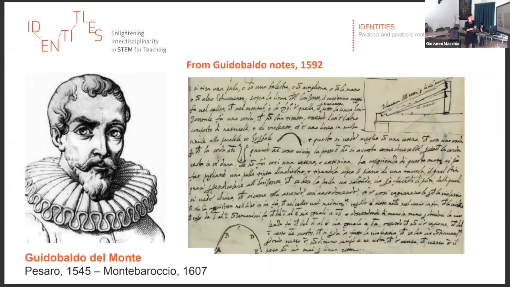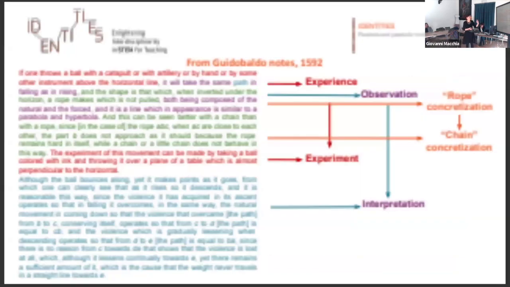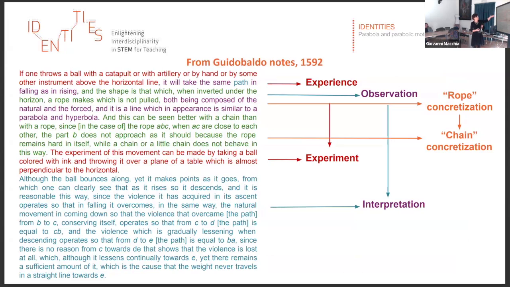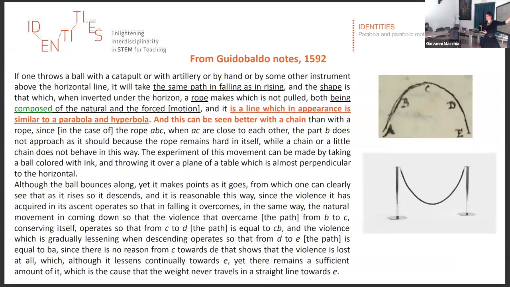And here it was very interesting, because Guidobaldo, in his notes, described very clearly this procedure in which experience is turned into an experiment, acceleration into interpretation, the invention of the experiment, okay? But the question remains, what curve is this? What curve is this?